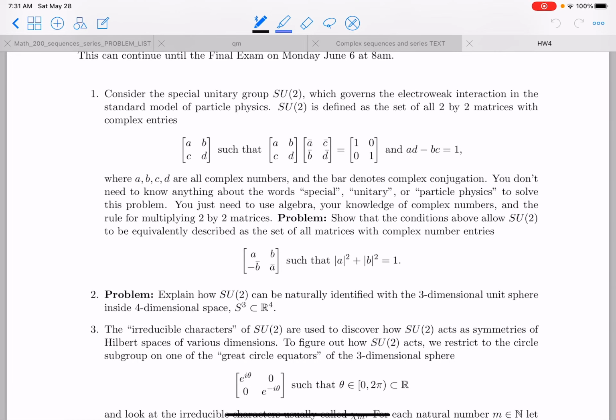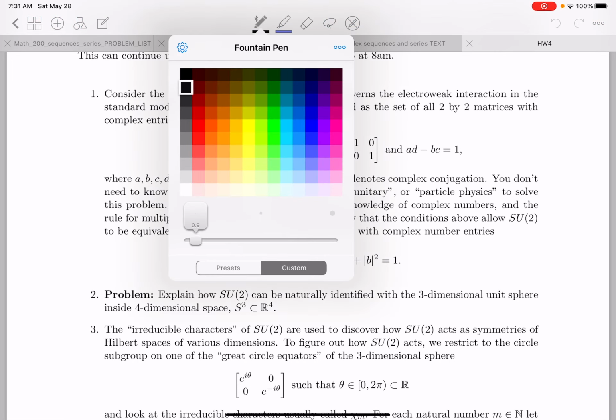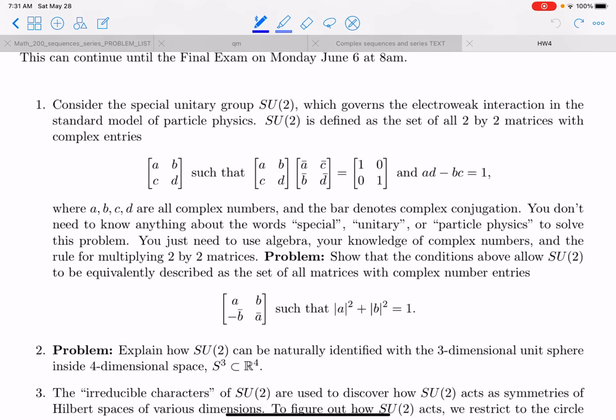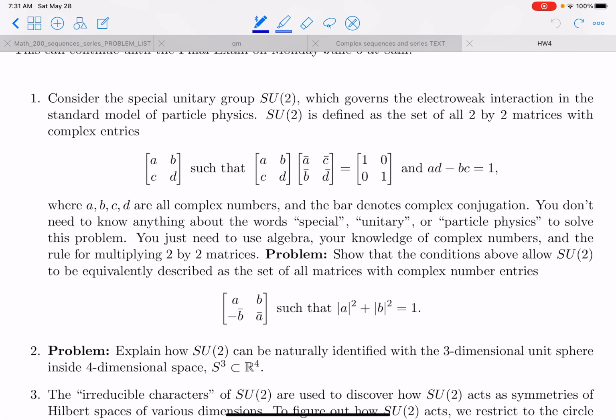Okay, hi everybody. So here's some hints for homework 4. So for number 1, this equation is just one equation where the left side is a complex number and the right side is a complex number. This equation is 4 equations of complex numbers, 1 equation of 2 by 2 matrices.